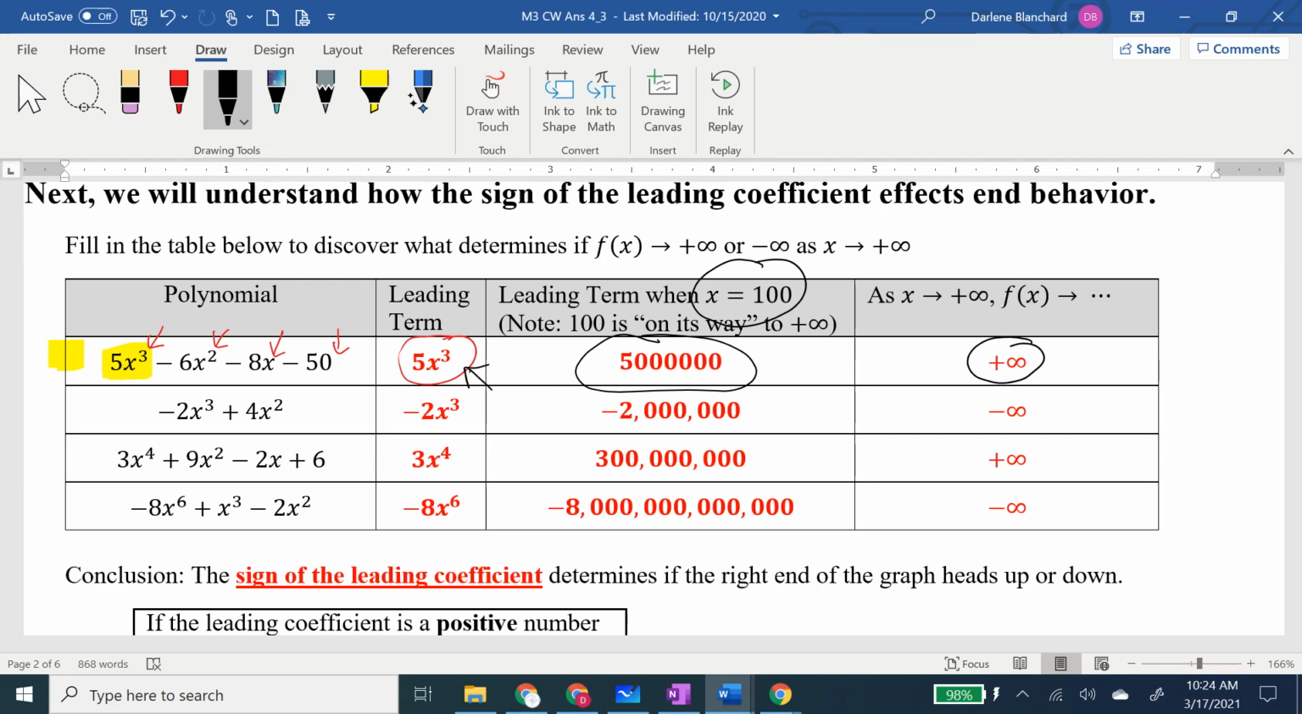So what you're going to do when your homework comes up is you're going to look at this polynomial and you will have to decide, as x approaches positive infinity, what does f of x approach? And I want you to see that if you are dealing with a positive 5 for your leading coefficient, positive infinity is what you're going to get out. And adding these lesser degree terms onto that gargantuan x cubed, they aren't going to affect it.